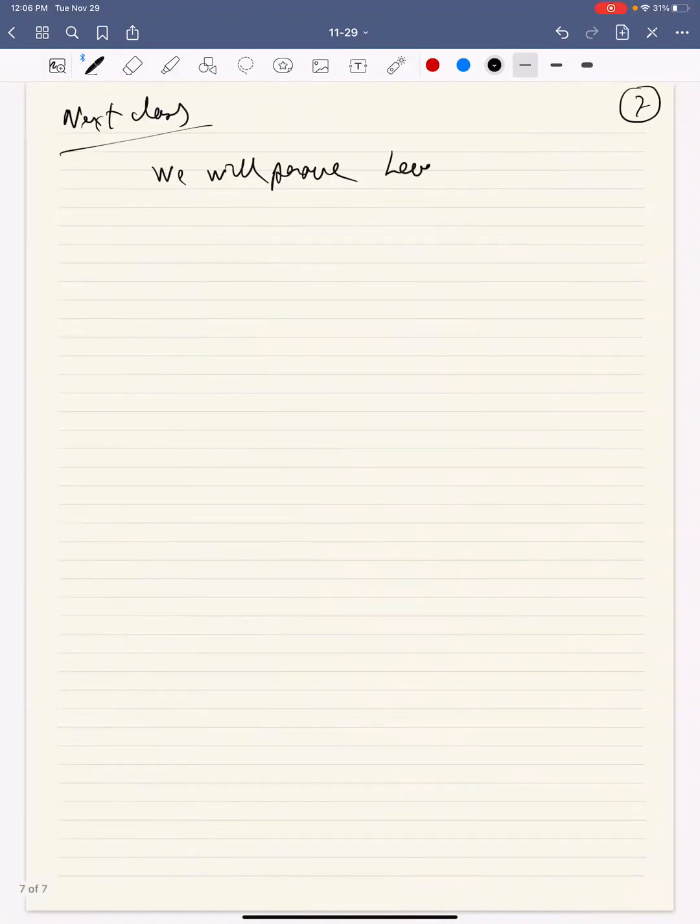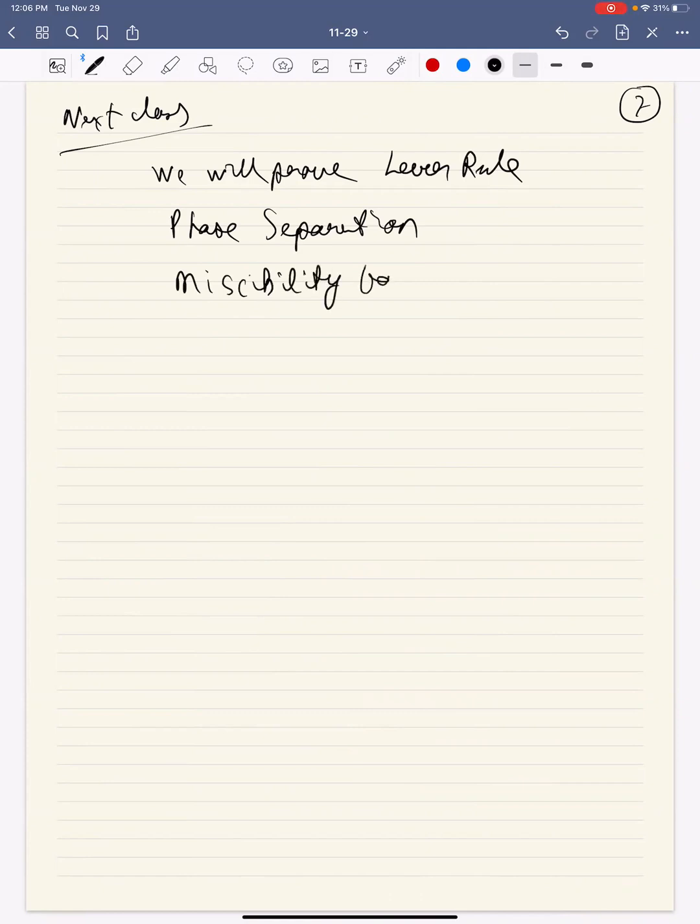We will prove Lever rule and study phase separation, something else known as miscibility gap, and something known as spinodal decomposition. And we will contrast. This spinodal decomposition is very, very interesting. It's a barrier-less process. It's like a fractal in which all of a sudden phases form at all possible length scales. And this will take us 2 classes. Then we will finish our discussion of phase diagram.